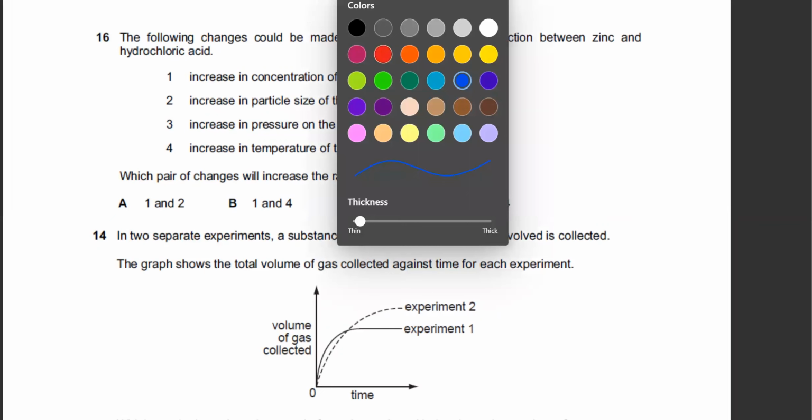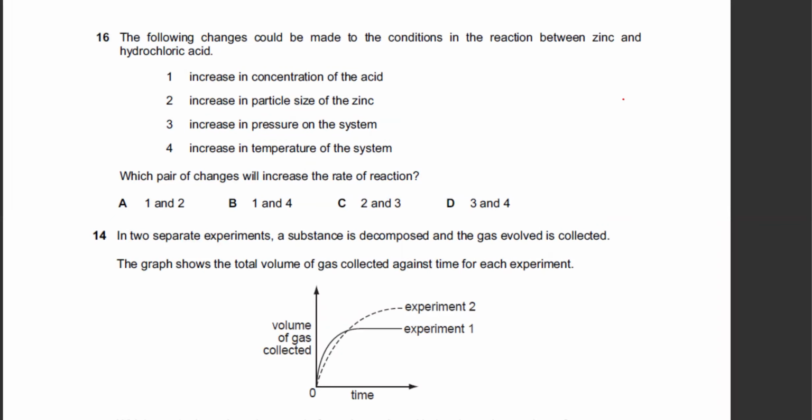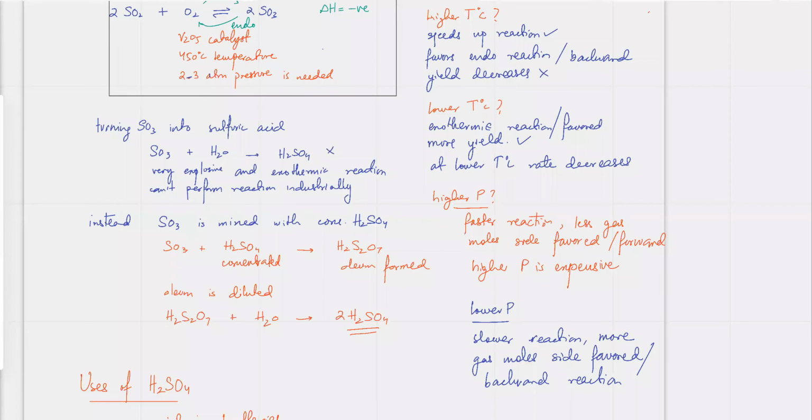Now, in the first question, what he's stating is that the following changes can be made to the condition of the reaction between zinc and hydrochloric acid. So zinc and HCl are reacting, and it's a metal plus acid, so it's going to produce zinc chloride plus, I guess, H2 gas. So if you increase the concentration of the acid, the rate of the reaction, remember, depends on 5 things. We did study this.